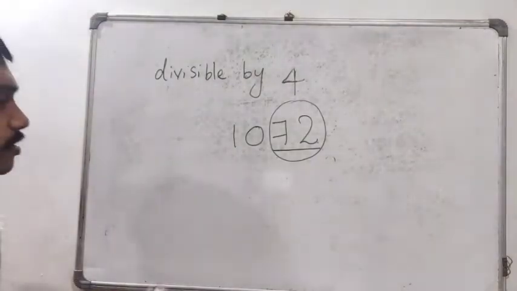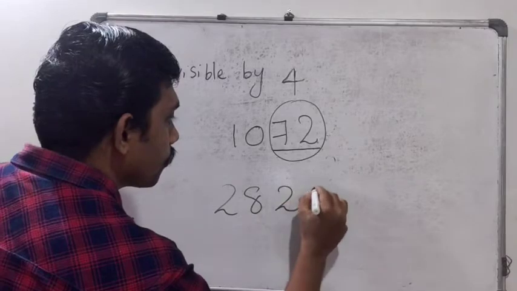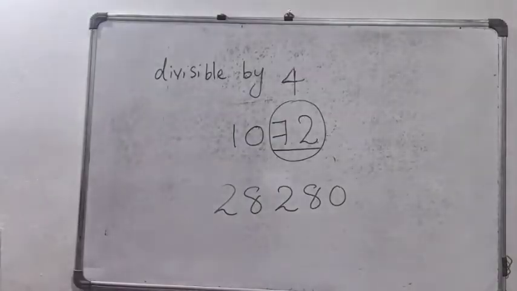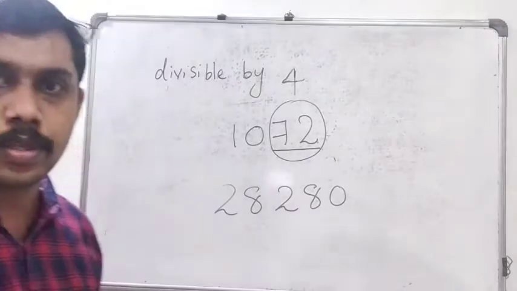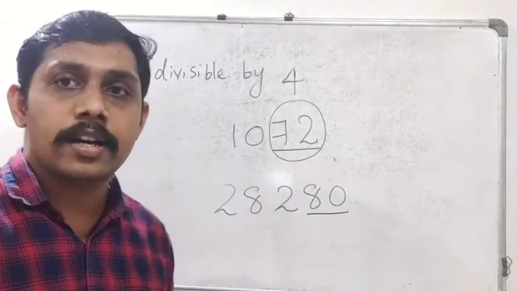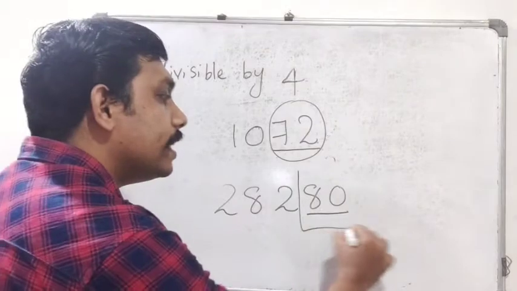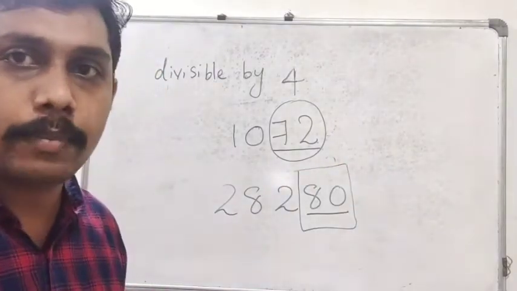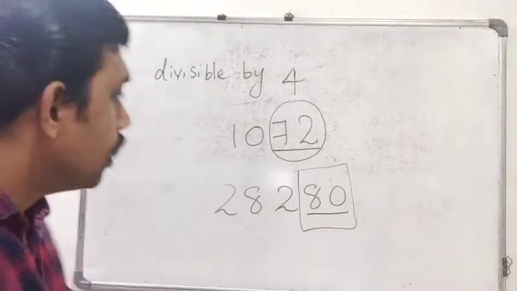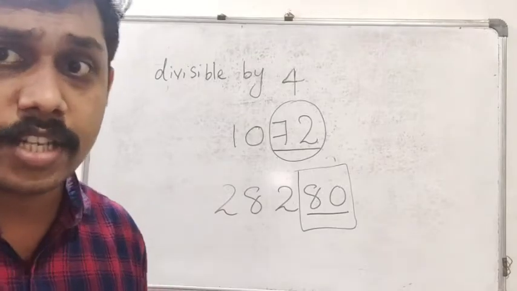Let us consider another example. Look here, it's a large number. Here we have the number 80 in the last two digits. 80 is a multiple of 4 and can be divided by 4. So this whole number can be divided by 4. This is the divisibility of 4.